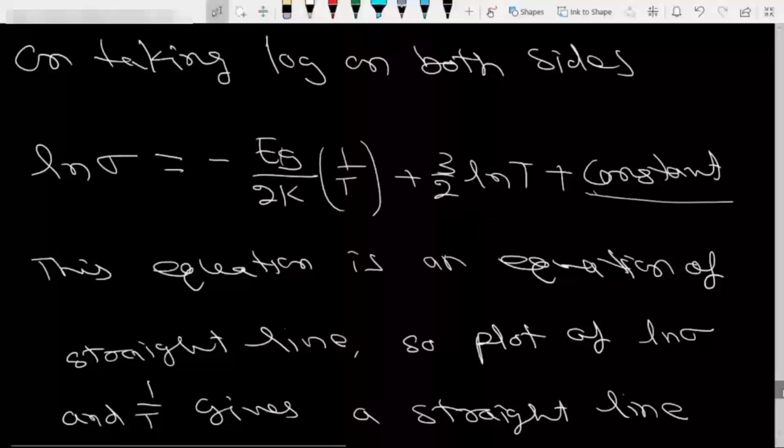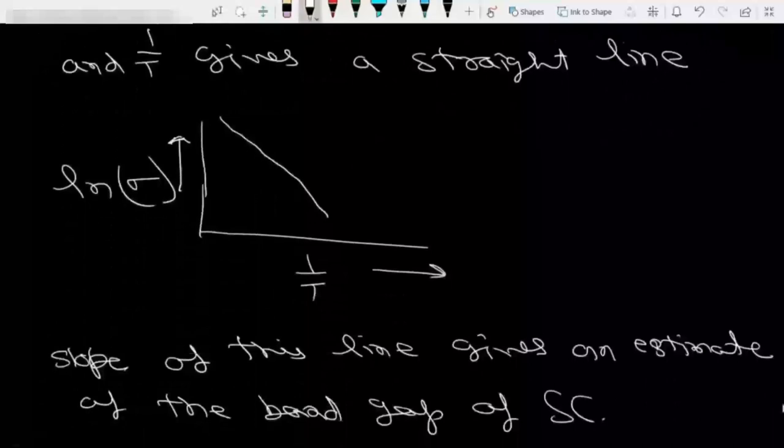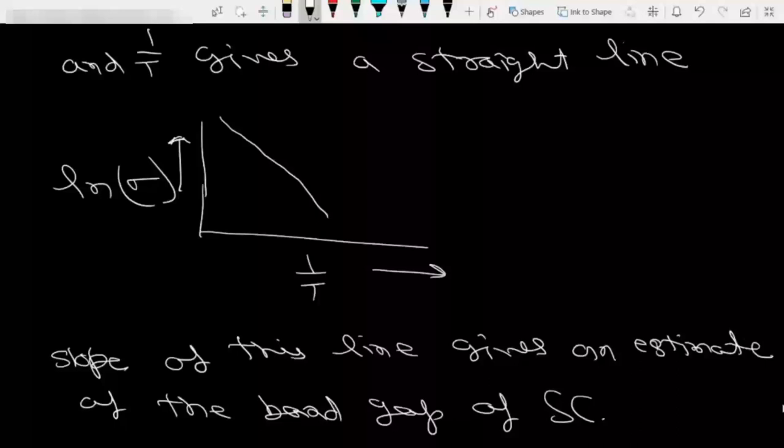So in this plot, we can see that as we increase the temperature, that is, this scale is 1 by T, so temperature will increase in this direction. As we increase the temperature, the conductivity of the semiconductor is also increasing. So this is for an intrinsic semiconductor.